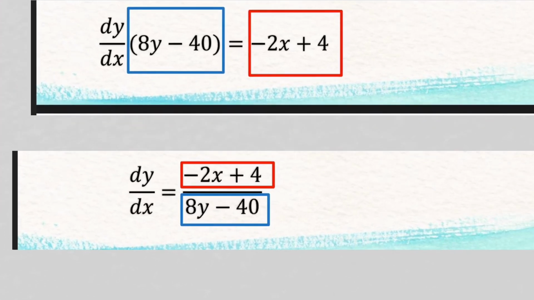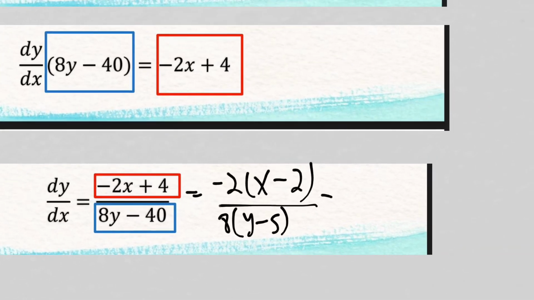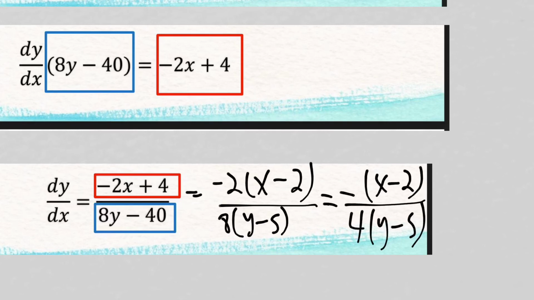And then sometimes an AP Calc question may ask you to simplify this derivative more. So we could say this is equal to negative 2 times x minus 2 over 8 times y minus 5, which would simplify to negative x minus 2 over 4 times y minus 5. Okay, that is the most simplified form of this derivative.